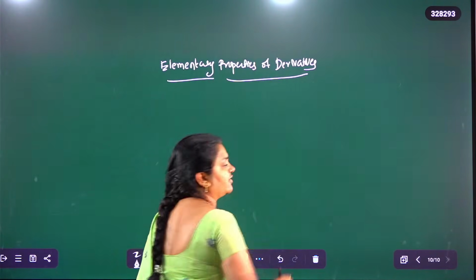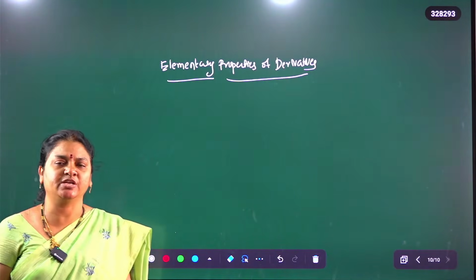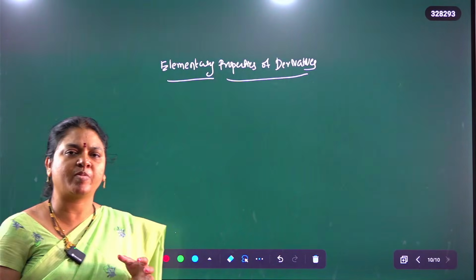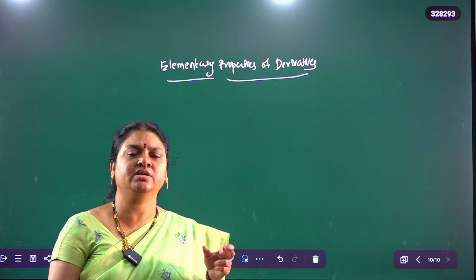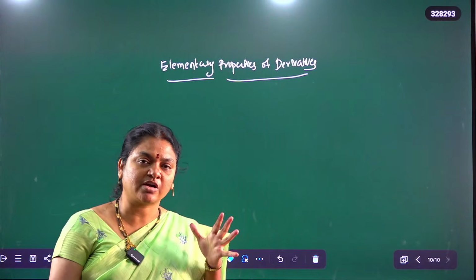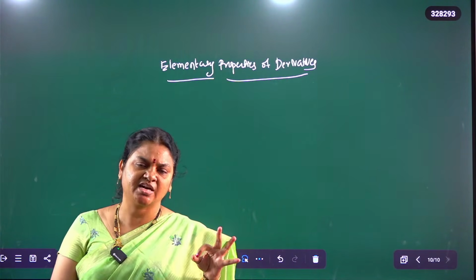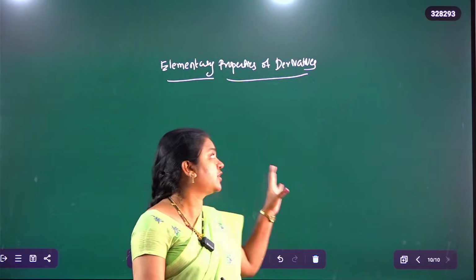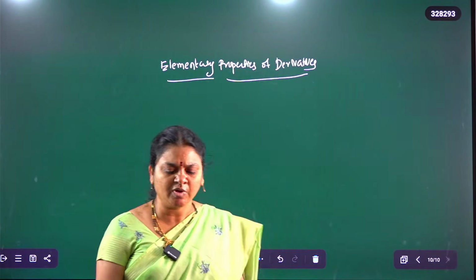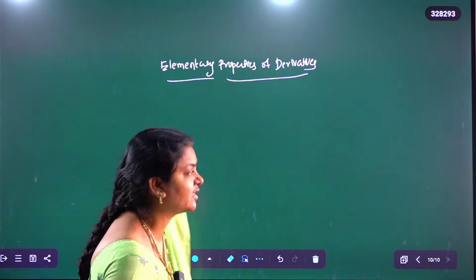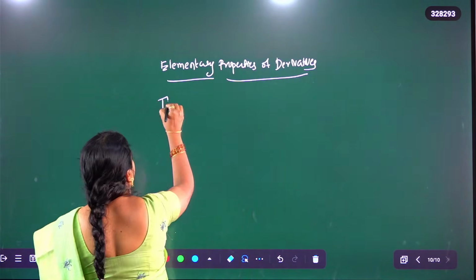These concepts are very, very useful. That's why I am saying elementary properties. If you understand them properly, they will be useful in solving your MHT-CET bits, and the concept is very, very important. First, understand the concept of derivative, and now we are going to do a simple theorem. So, what is the theorem?